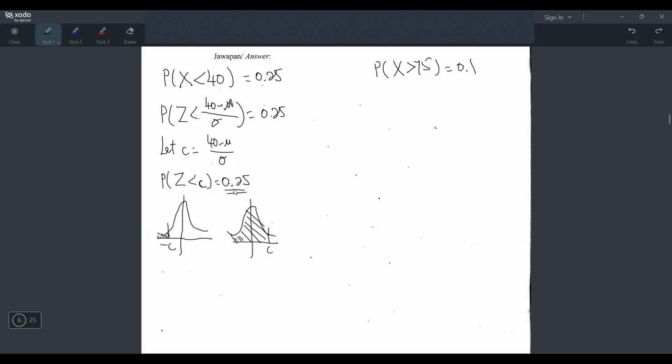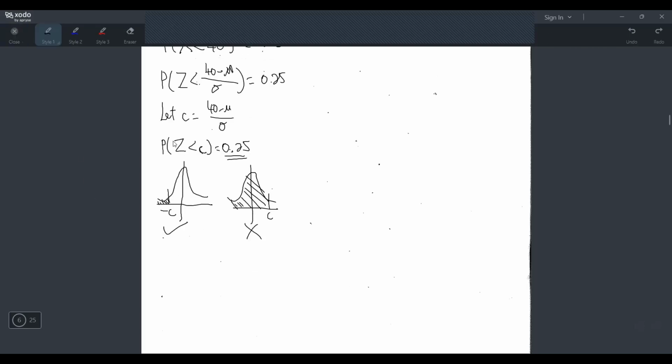Now you can see it is 0.25, so definitely it's smaller than 0.5. So the correct one is this. Your C is actually negative. It's not this one. So now you know your C is negative. It means this is actually P(Z < negative C). You can't see the negative here, but it's actually negative. I proved it to you already.